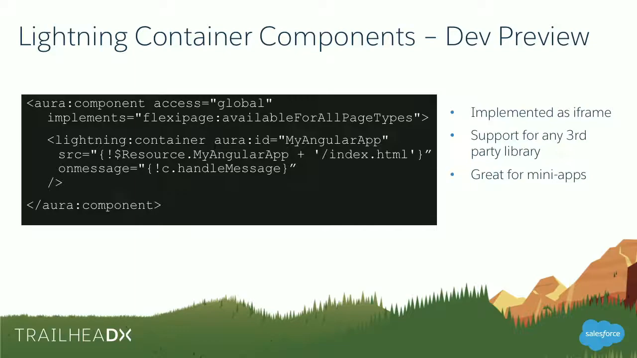Our native method of handling this is what we're calling Lightning Container Components. These are currently in dev preview, which means they're available in developer edition orgs, but not yet available in production. Essentially, I just use this Lightning container tag, my ID, and I include my resource, which could be an Angular app, a third-party type of app that I want to embed within an iframe. So I can also consider these going forward as another method of isolation. Again, it is implemented as an iframe in terms of how it's rendered.